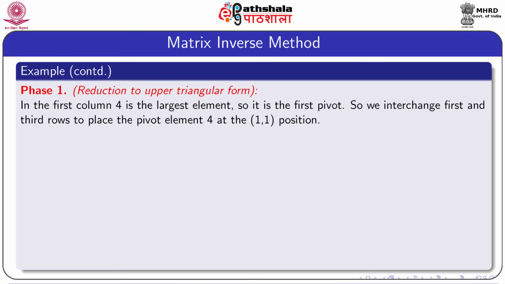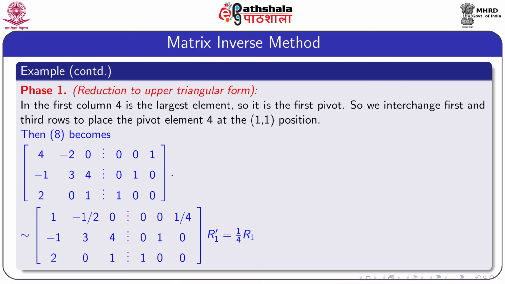So, we interchange the first and third rows to place the pivot element 4 at the first position, that means the 1 1 position. Then the augmented matrix becomes this one: 4, minus 2, 0, 0, 0, 1; the second row remains unchanged and the third row is 2, 0, 1, 1, 0, 0. Now, we divide the first row by 4, that means we apply the elementary row operation R1 prime equal to 1 by 4 R1. Using this operation only the first row is changed, that means it becomes 1, minus half, 0, 0, 0, 1 by 4, and the second and third rows remain unchanged.